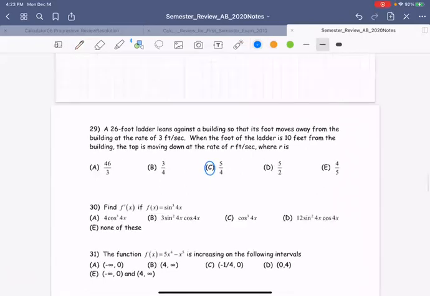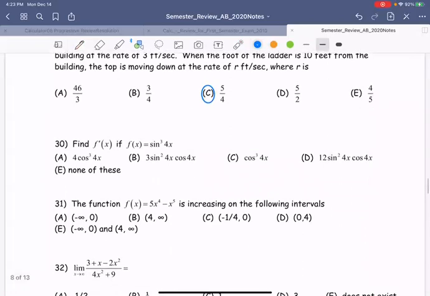At least the good thing is my test is my last test of the week. So I have a lot of time. Now let's do 30. Okay. F prime x.